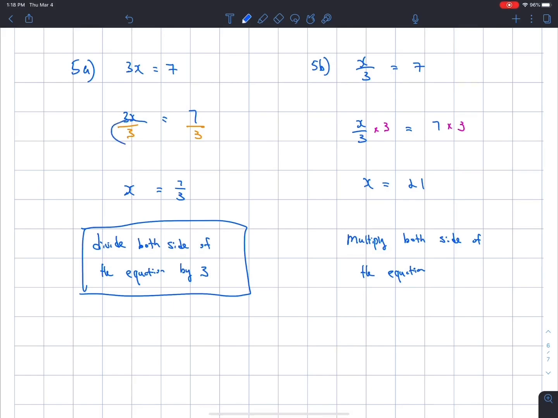Same idea here. When I'm dividing the left side by 3, I must also divide the right-hand side by 3, just to make sure that the equation is balanced. Both sides of the equation by 3.